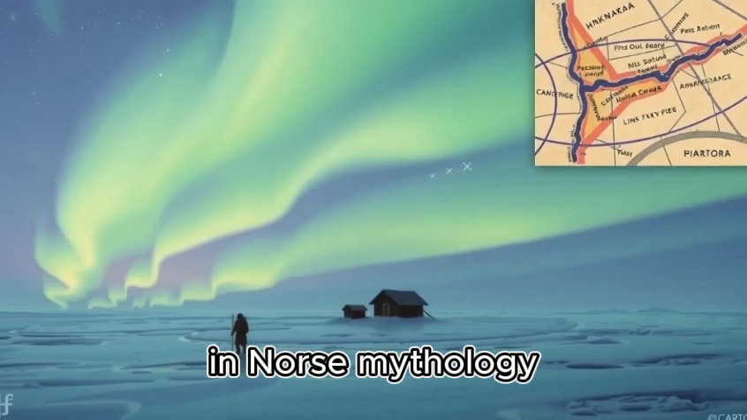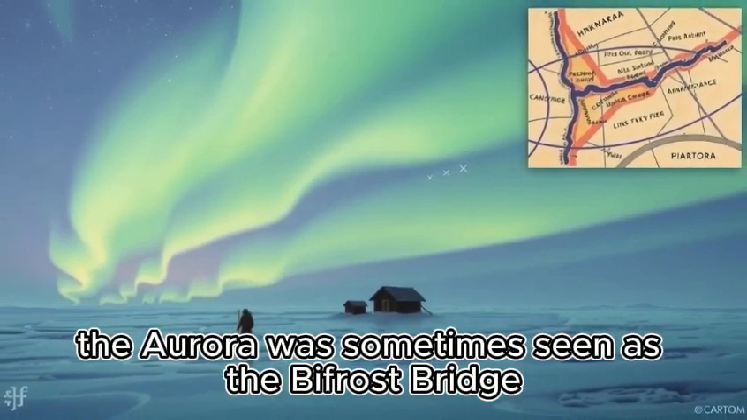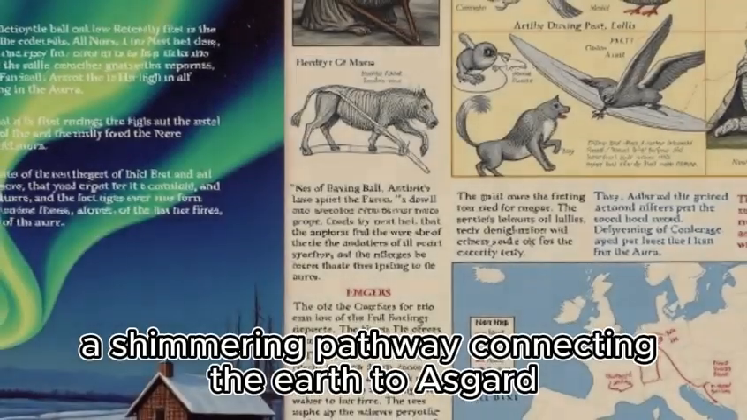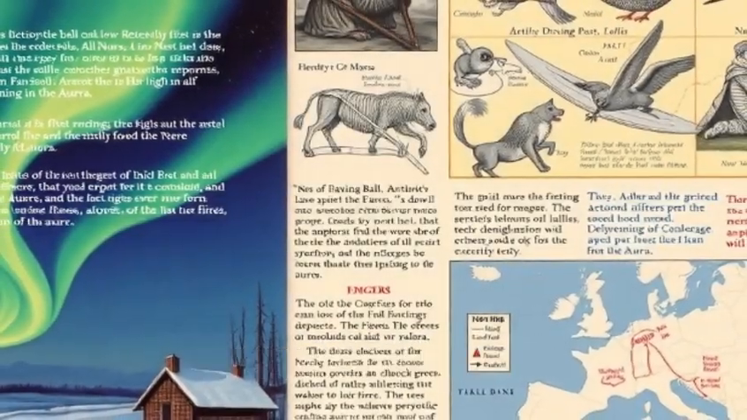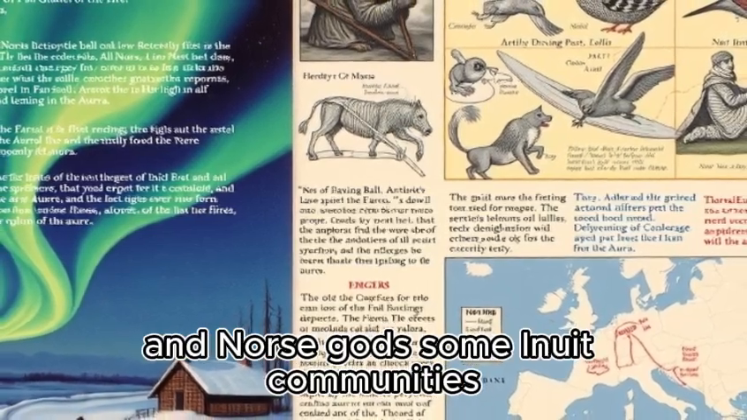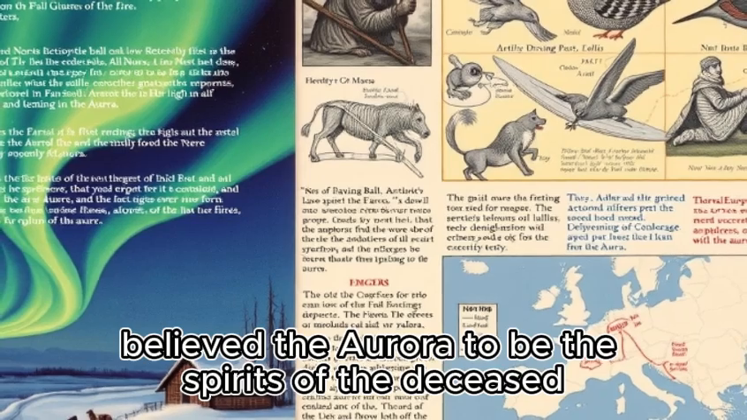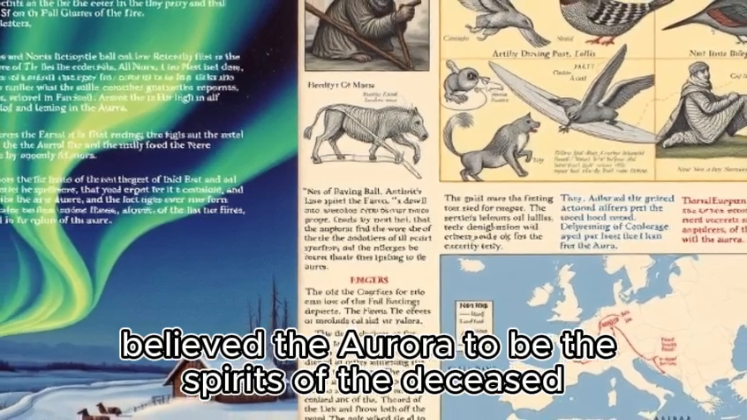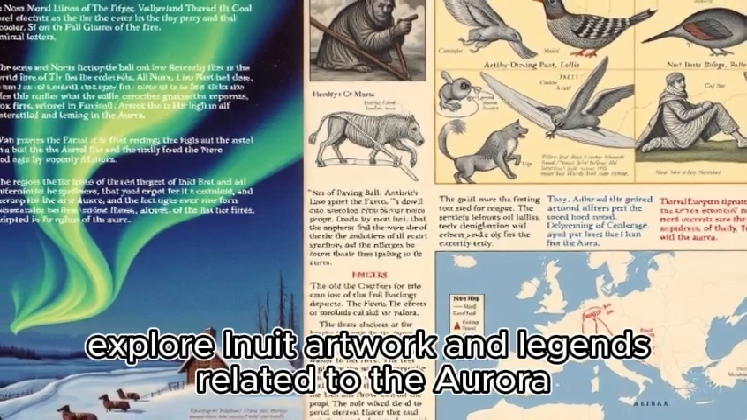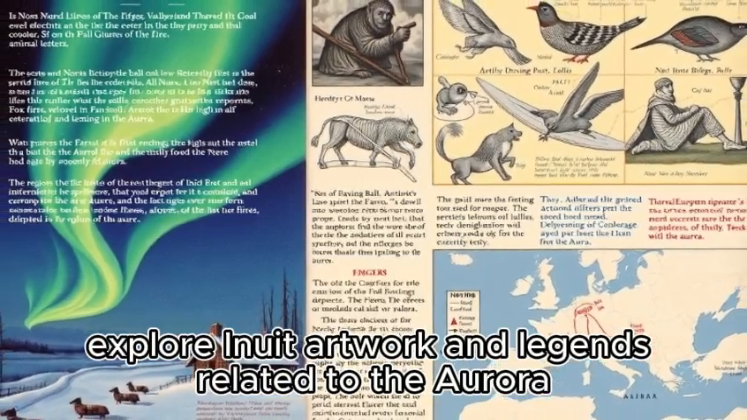In Norse mythology, the aurora was sometimes seen as the Bifrost Bridge, a shimmering pathway connecting the earth to Asgard, the realm of the gods. Show artistic renderings of the Bifrost Bridge and Norse gods. Some Inuit communities believed the aurora to be the spirits of the deceased playing ball or the souls of animals they had hunted. Explore Inuit artwork and legends related to the aurora.